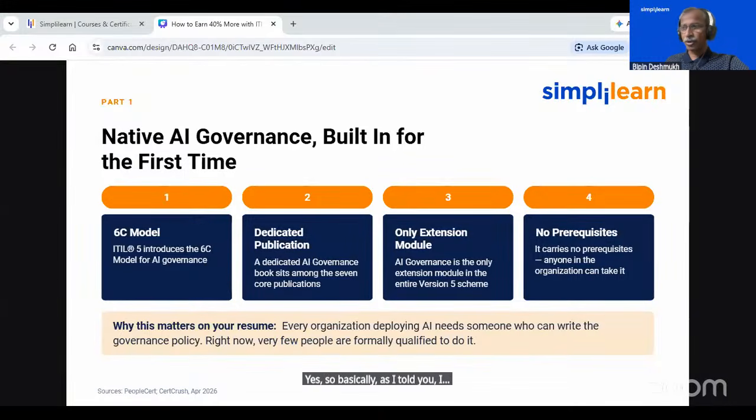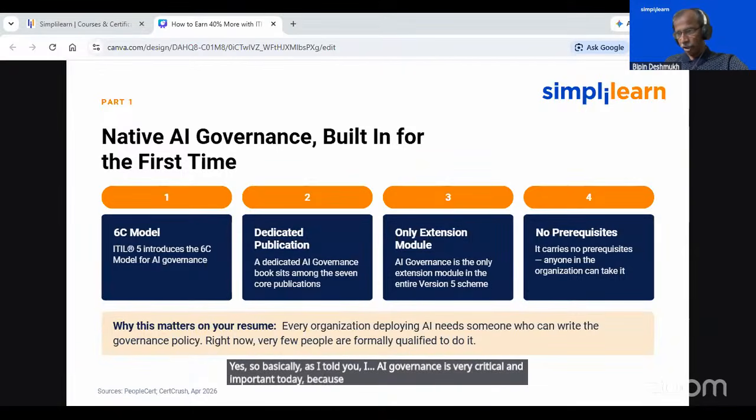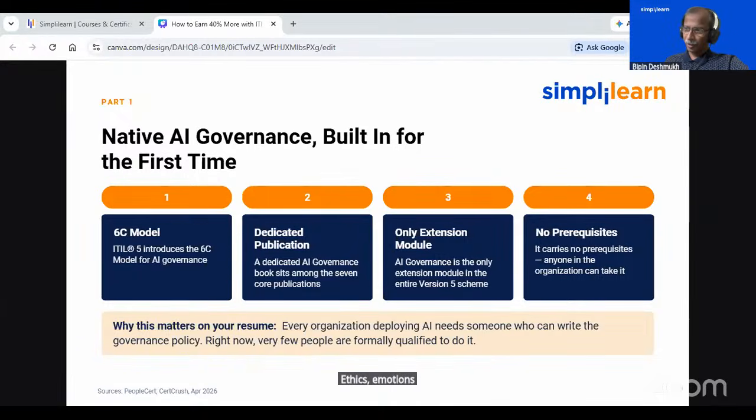Yes, so basically, as I told you, AI governance is very critical and important today because three important aspects in AI governance are very critical for every organization to follow. That is related to ethics, emotions, and empathy. These are the three critical areas where AI governance comes into picture.